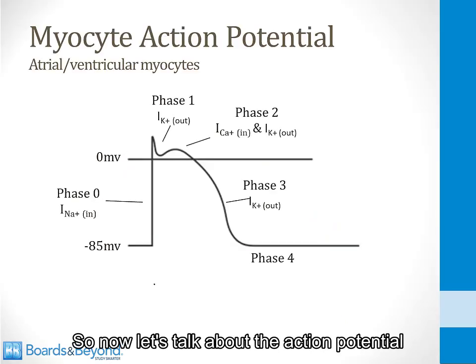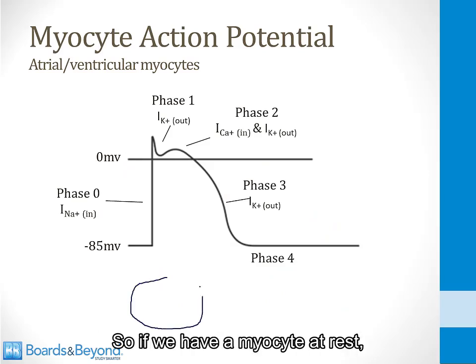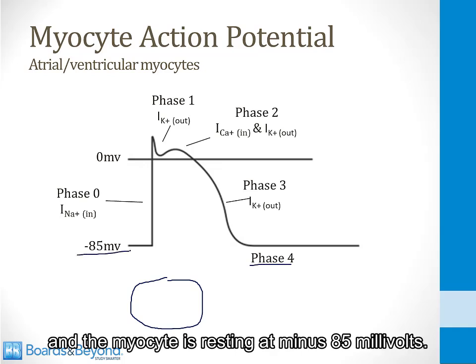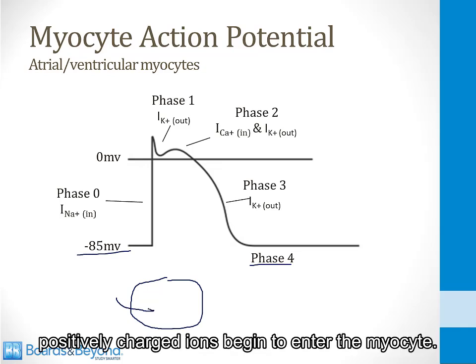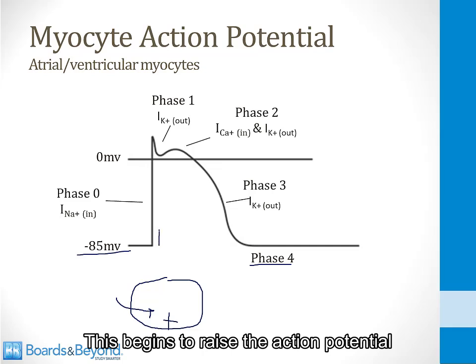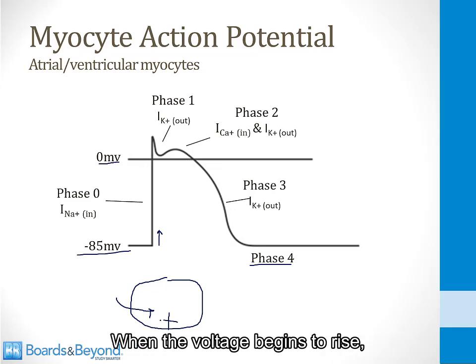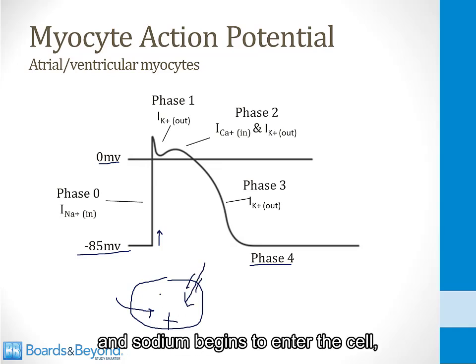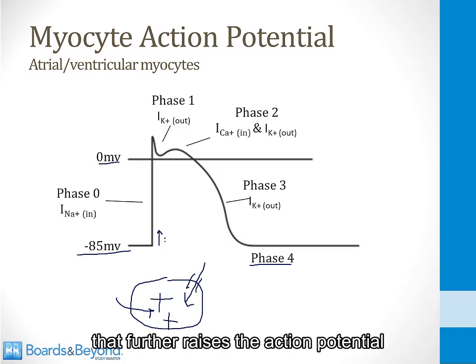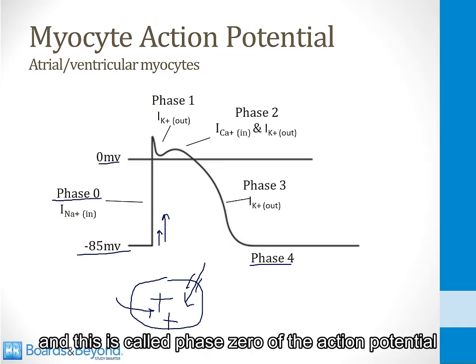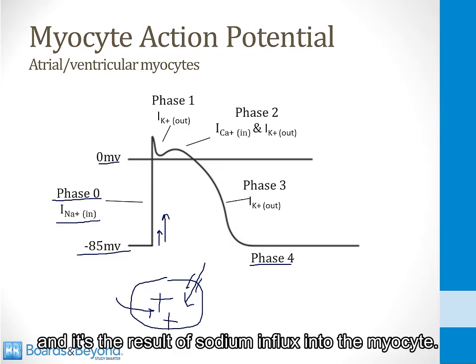So now let's talk about the action potential that occurs in an individual myocyte. If we have a myocyte at rest, that's called phase 4, and the myocyte is resting at minus 85 millivolts. Via gap junctions, positively charged ions begin to enter the myocyte. This begins to raise the action potential from negative 85 millivolts back towards 0 millivolts. When the voltage begins to rise, this opens sodium channels, and sodium begins to enter the cell. Because sodium is positively charged, that further raises the action potential, and eventually a self-sustaining rise in membrane voltage occurs, and this is called phase 0 of the action potential, and it's the result of sodium influx into the myocyte.